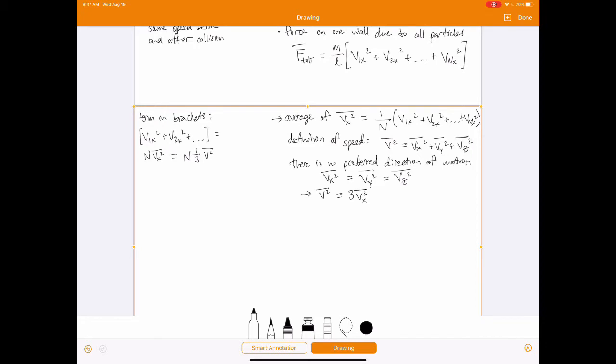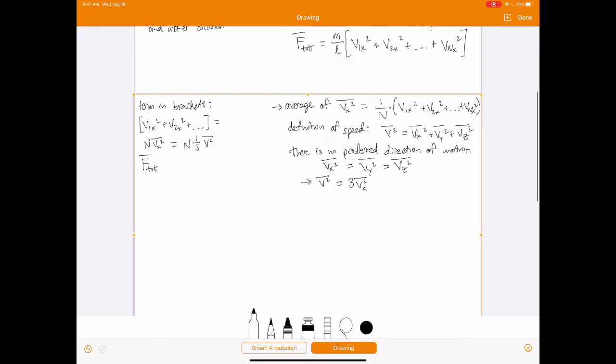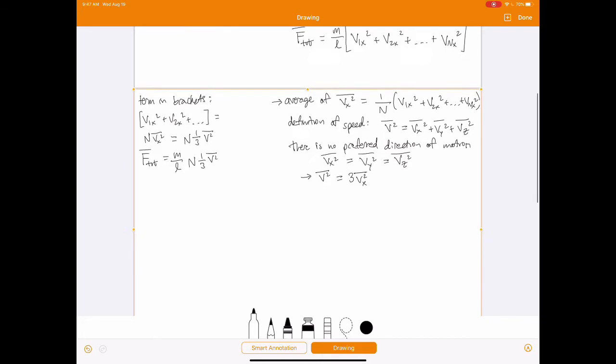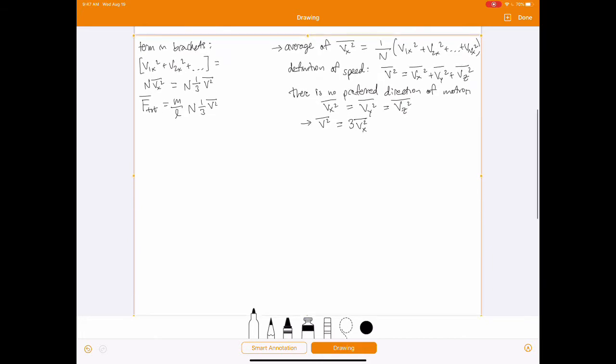And so we can write the force in a much more simple way. The average force from all of the different particles hitting that wall is going to be m divided by L times N times a third times the average speed squared. So we're going to keep going with this.